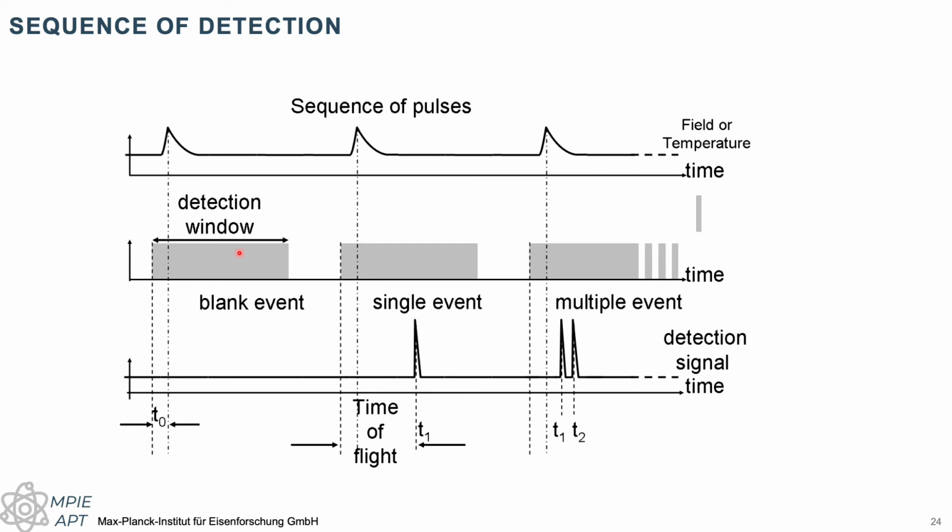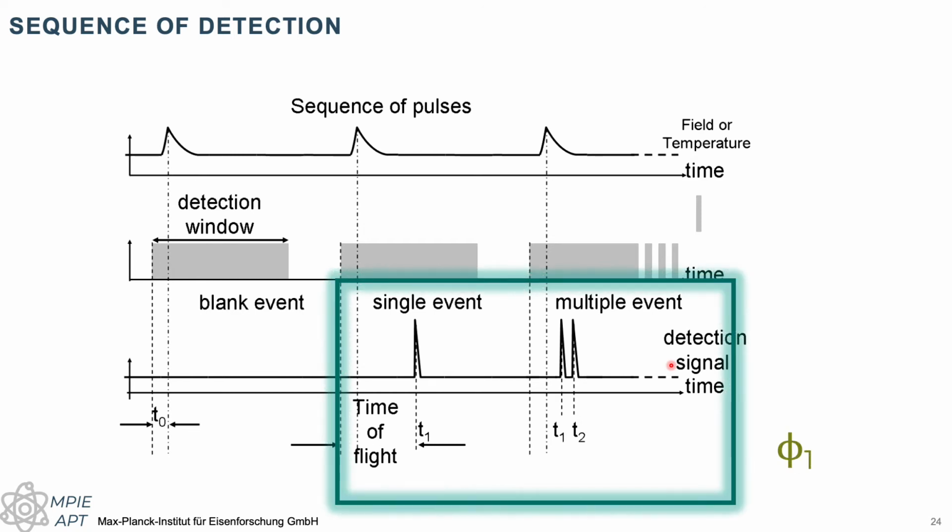So sometimes you send a pulse, you detect nothing, a blank event. Sometimes you detect one event, sometimes you detect multiple events, more than one ion detected at once. And then you keep going and you keep going. By integrating all of these events, you get to a stage where you can count how many ions have been detected per unit of time or per pulse on average. And this is one of the parameters that you can also tweak during your experiment.